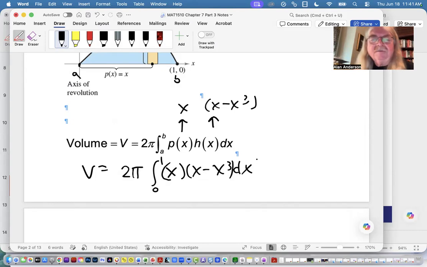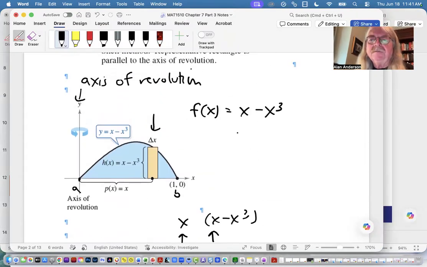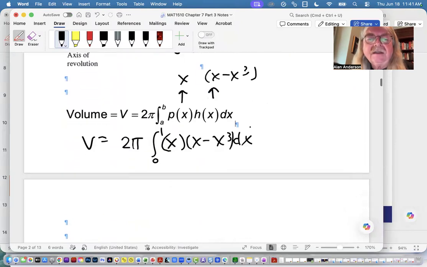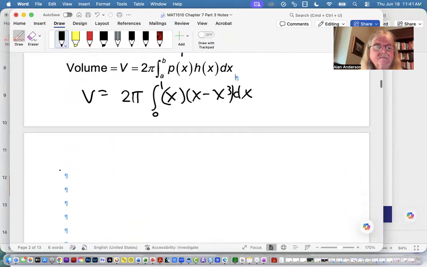Okay, so they have to tell you whether it's disk or shell. They have to tell you the region that we're looking at and which way to rotate it. Once they've done that, we should be able to pick out the correct integral and then fill it in and then take care of the rest. Okay, so let's run through this real fast.